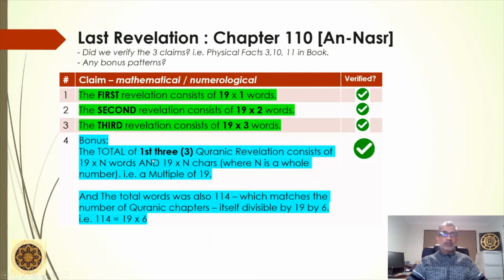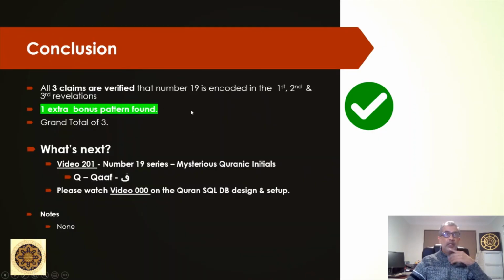The bonus one was about the first 3 together. Obviously, if they're divisible by 19 individually, they'll also be divisible together. But the bonus point here is that the characters, which came to 475, are also divisible by 19, and also the 114 is the number of chapters in the Quran, which is itself divisible by 19. So it's a very interesting find. In conclusion, wrapping the video up, all 3 claims are verified, that the first 3 revelations in fact have this number 19 encoding, and we found an extra bonus pattern.